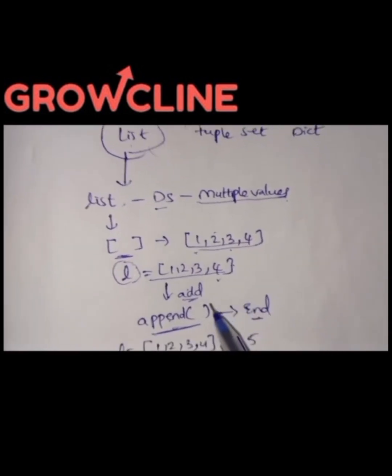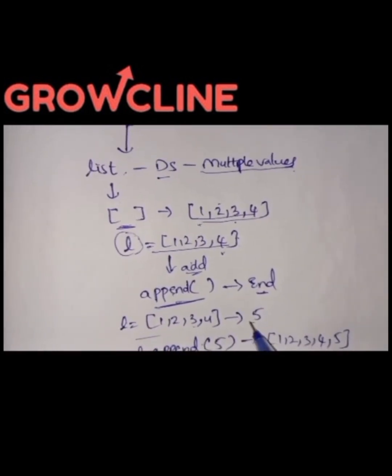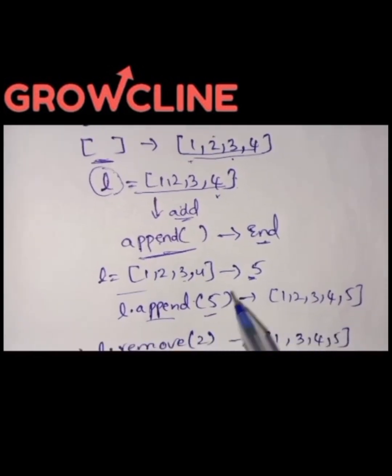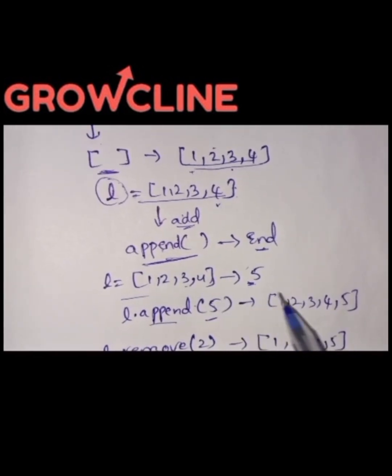So initially I have 1, 2, 3, 4 values in a list. If I want to add 5, then I have to pass that 5 inside the append method. Then the value 5 will be added at the end of the list by default.